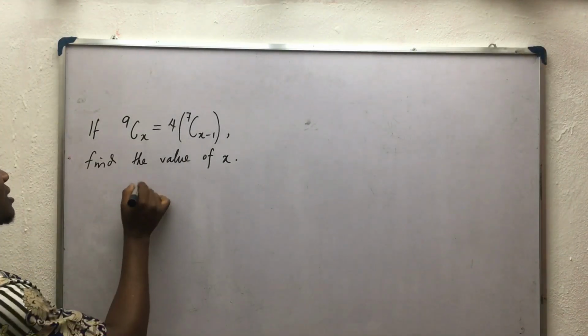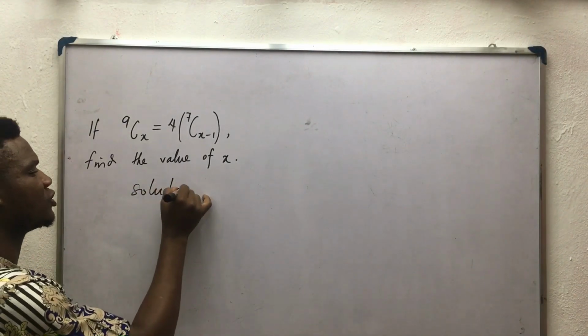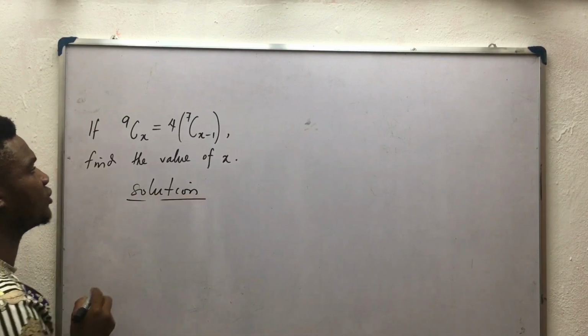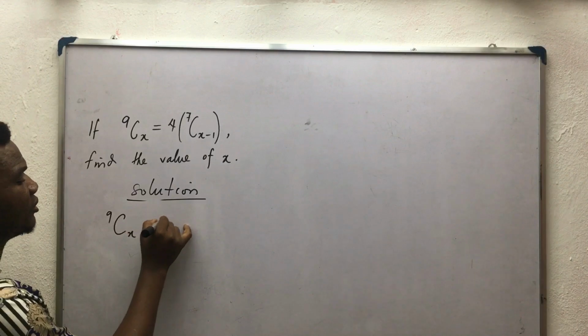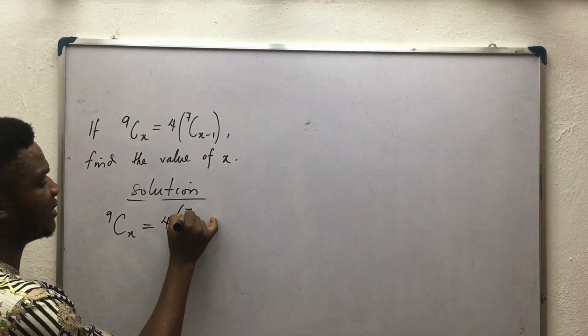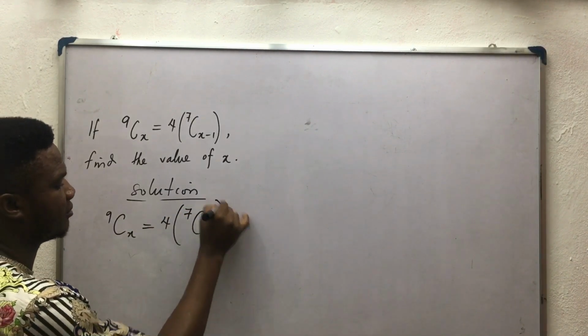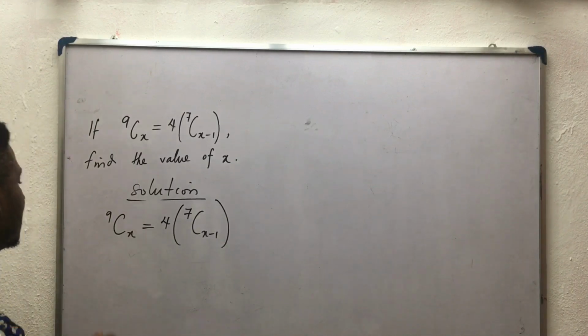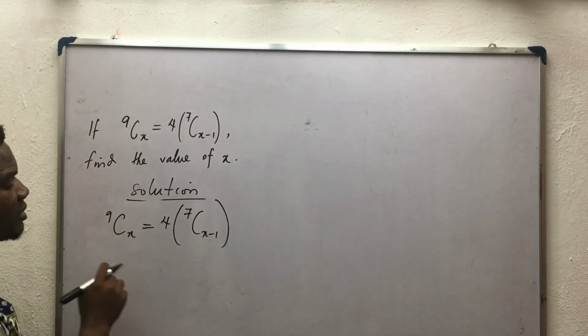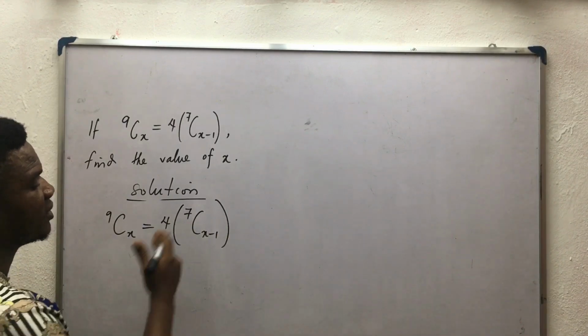The first thing is to start with our solution. So I'm going to write a solution and then come over, bringing the problem down. I'm going to write the problem as it is given. So clearly 9 combination x is equal to whatsoever we have on the right hand side.